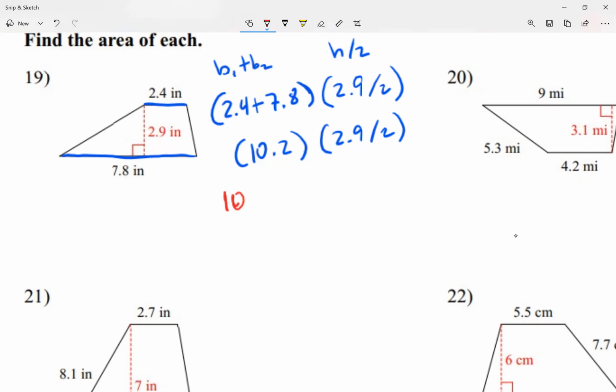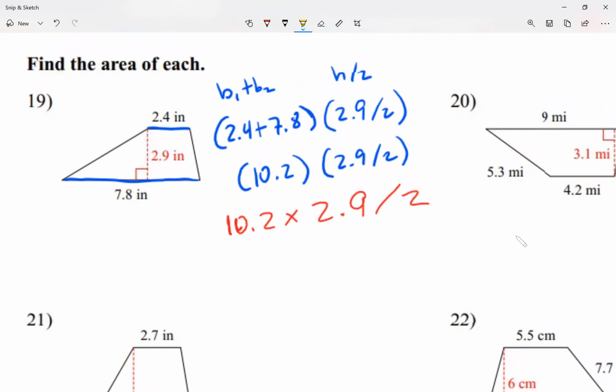So 10.2 times 2.9 divided by 2. That's exactly what I'm going to type in my calculator right now. So 10.2 times 2.9 divided by 2, I get 14.79.